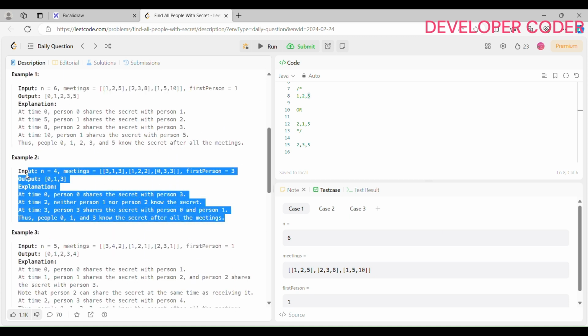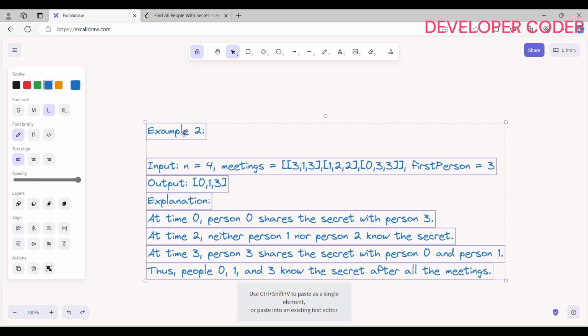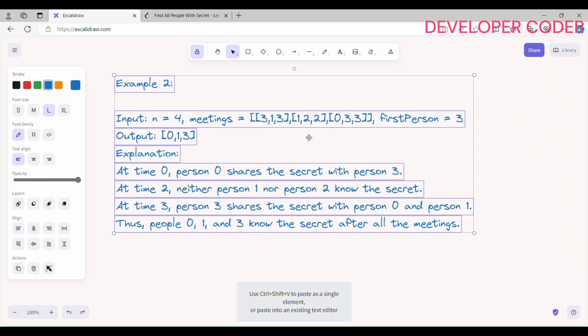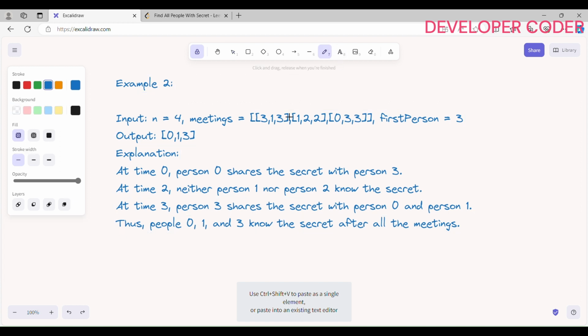Now let me copy this example here, so you will get a clearer idea. In this example you see we have 2 meetings in which the time is the same, 3 and 3. So first, let's say these are the meetings given to us. First, n is equal to 4.